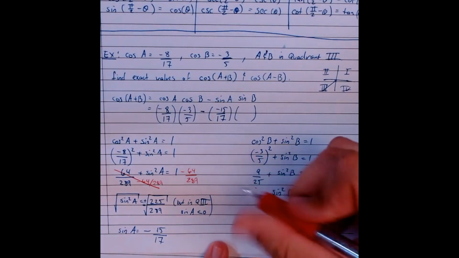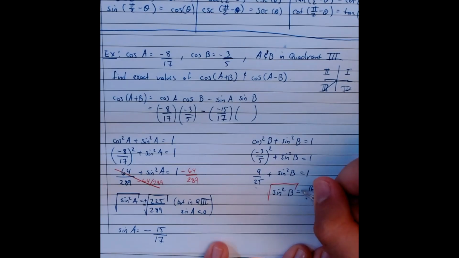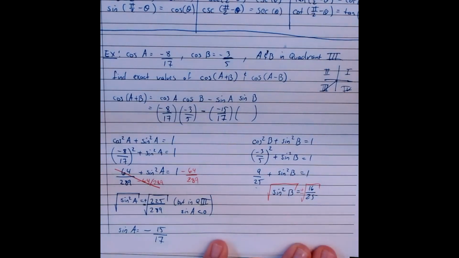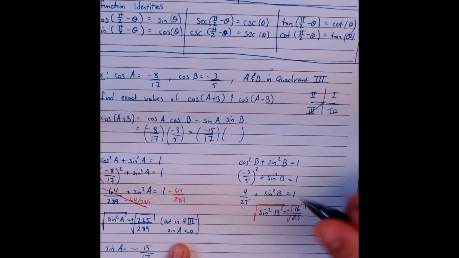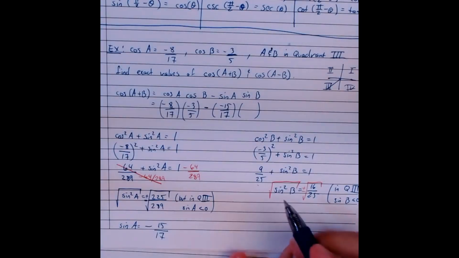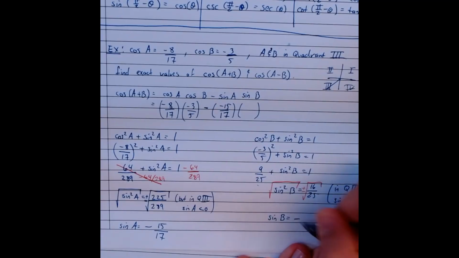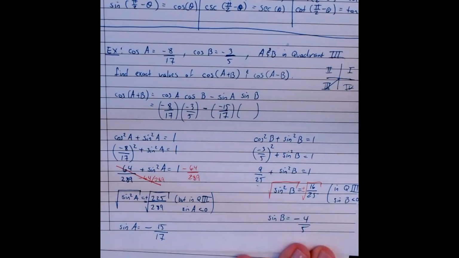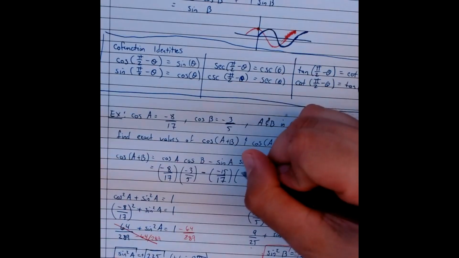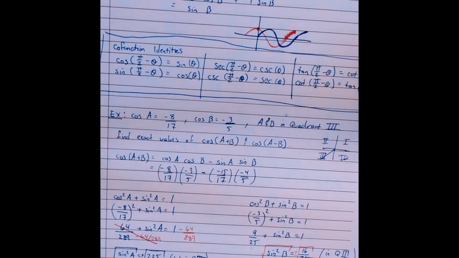And now taking the square root of both sides, normally I should have a plus and a minus. But again, in quadrant 3, sine of B should be negative. So here I have the negative root. So the sine of B is going to equal the negative square root. Square root of 16 is 4. Square root of 25 is just 5. So now I know sine of B is negative 4 over 5. Negative 4 over 5. And there we go.